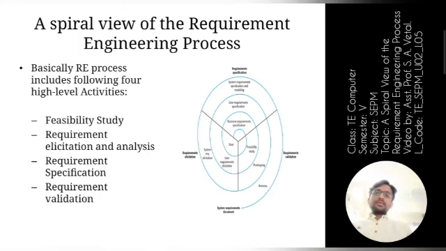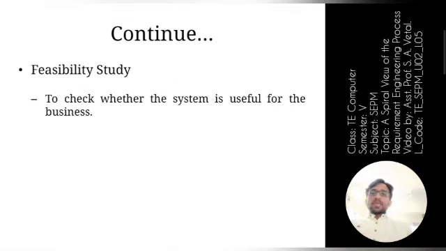So let us discuss once again all these 4 activities one by one. The first is feasibility study. As explained earlier, we are going to check whether the system is useful for the business or not. If it is useful, we are also going to check whether that system can be implemented with the help of software or not. That is nothing but our feasibility study.